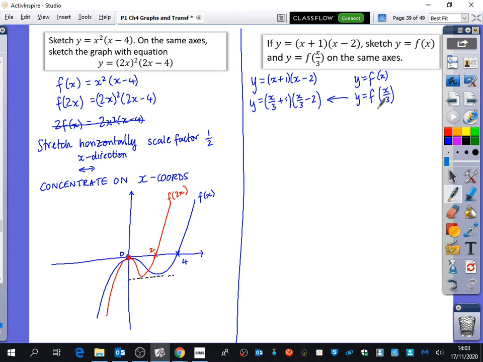So Lily, what do you think this is going to represent? What kind of stretching or transformation would this be? Good. It's a factor of the reciprocal of 1/3. So it's a stretch horizontally, and it is going to be a scale factor of 1 over 1/3, or the reciprocal of 1/3. The scale factor is 3. So it's in the x direction, and we're going to concentrate again on the x coordinates.